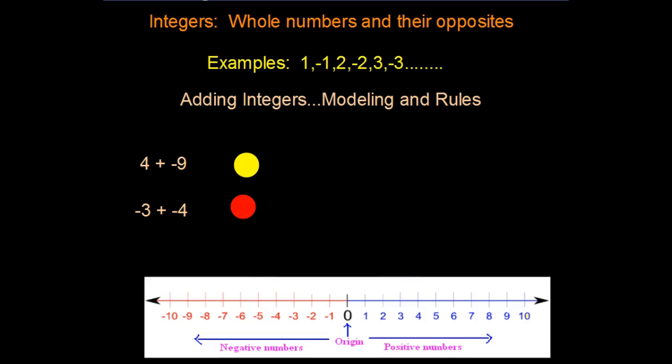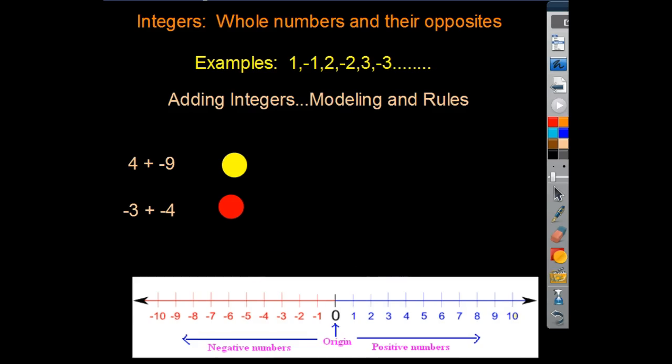And we can also show that with the next one here. I've got -3 plus -4. I'm still starting at 0, and I'm still going to the first number, -3. And now I go from that number, my -3, another -4. So again, from the -3, 1, 2, 3, 4. And I can show that answer also equaling -7. So that's how it looks with the modeling.